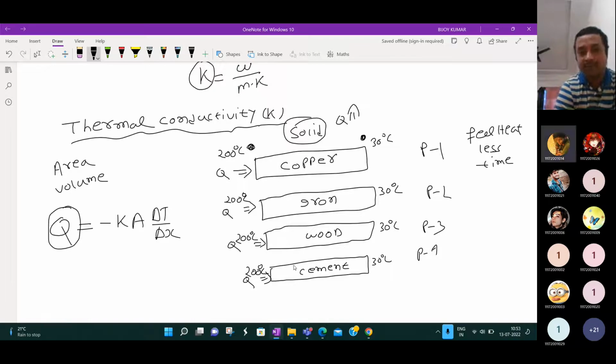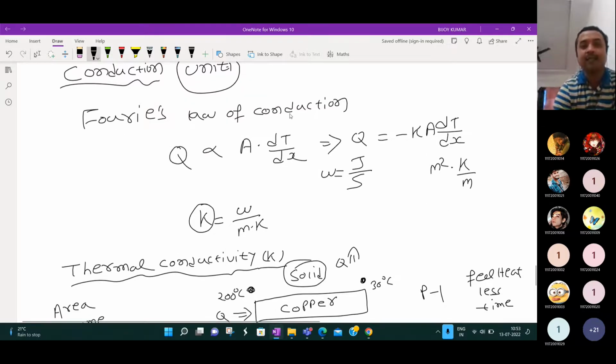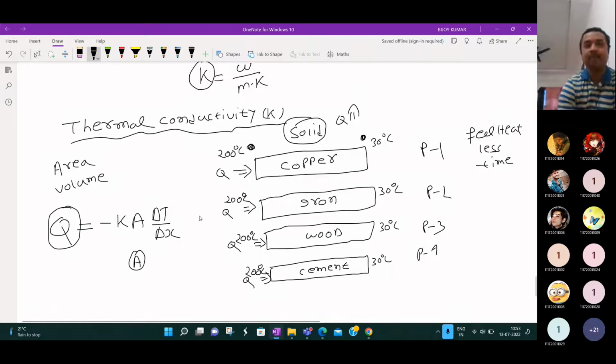So in all these cases, the area is the same, but the nature of the material is different. Let us discuss according to our law. This is the proposed law for the area of heat flow. This is Fourier's law of heat conduction. This scientist gave this law, that if heat transfers in solids, it will transfer according to this formula. So let us check the validity of this formula.